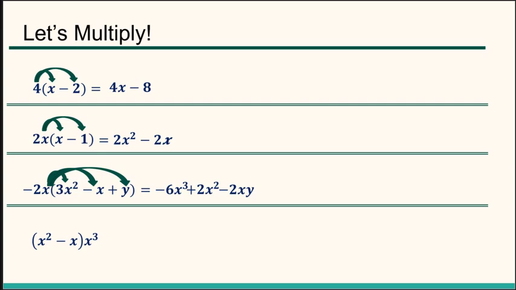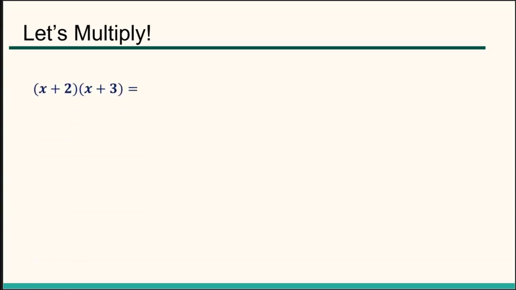Next up, sometimes they're written like this. The quantity x squared minus x times x cubed. It's not any different. It's each one of those terms times the x cubed. So we're going to just take this one bite at a time. X cubed times x squared, well, that's x to the 5th, minus x to the 4th. Like terms? No.